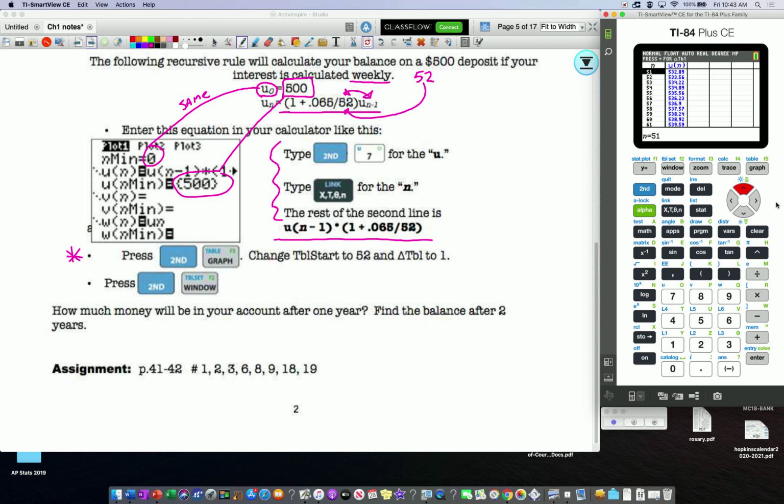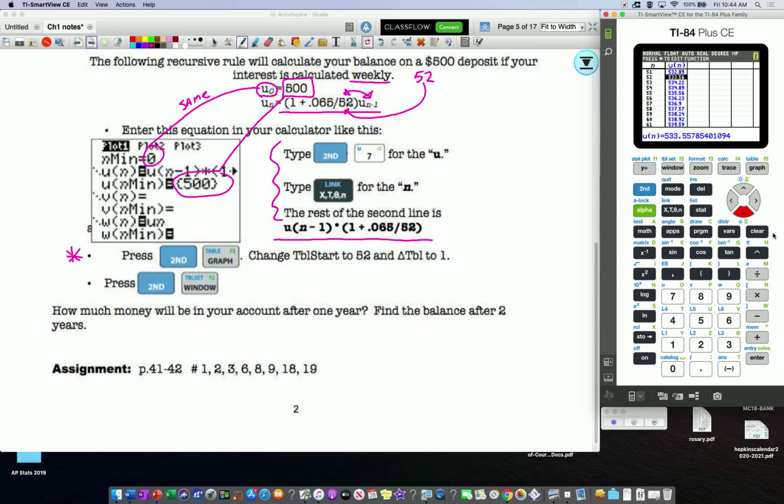Okay, and you can see, oh, look at that, $532.89. I feel like I typed something in wrong. Oh, because I'm on 51 instead of 52. There we go, $533.56, because I know it should be a little bit bigger.